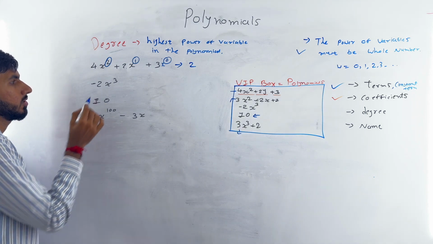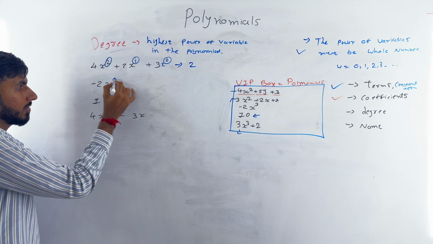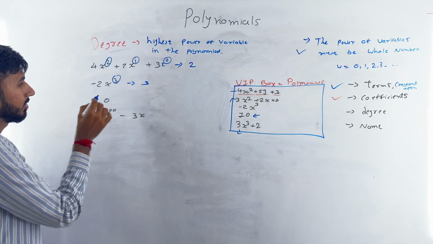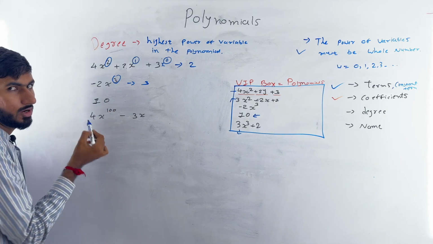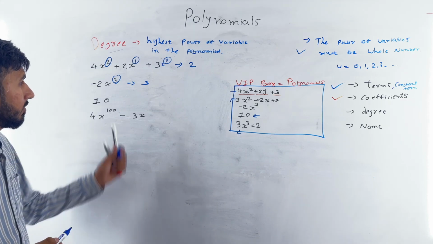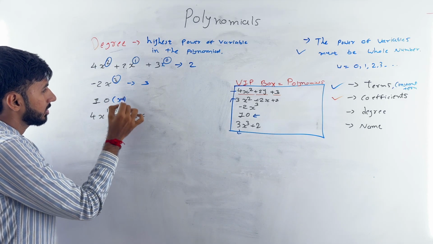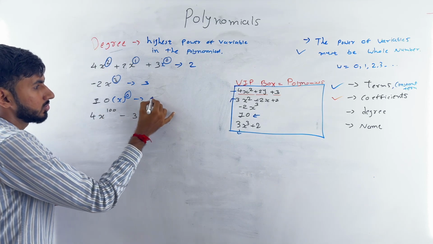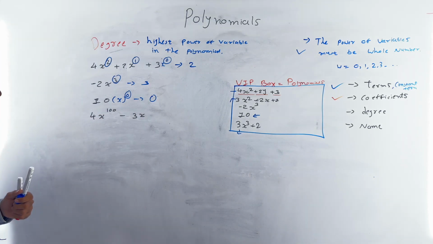Let us check this polynomial. Here I have only one term and the power of the variable is 3. So simple, my degree will be 3 for this polynomial. Here I have only one term. Here I can't see any variable, but I can write x power 0 here. So my power for the variable will be 0. So I can write 0 as the degree of this polynomial.